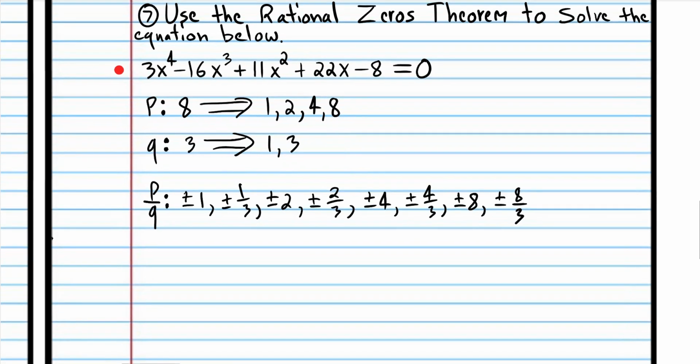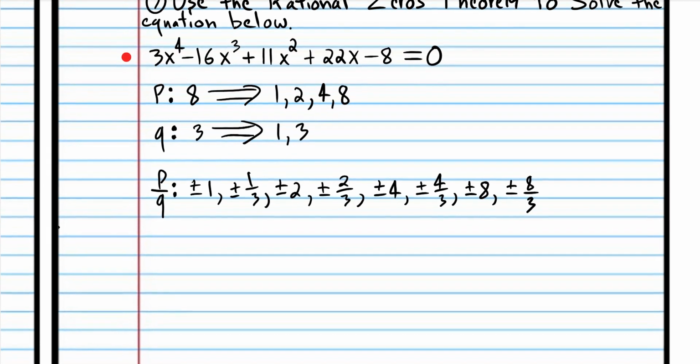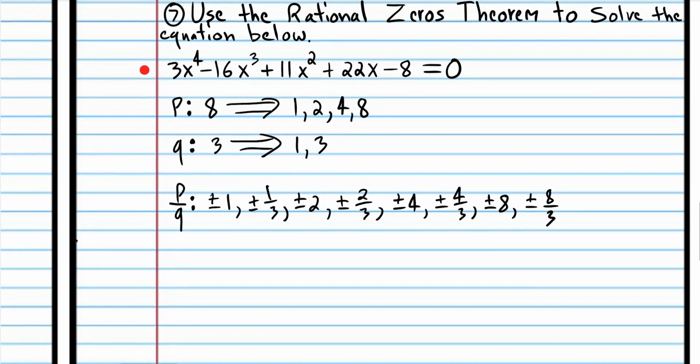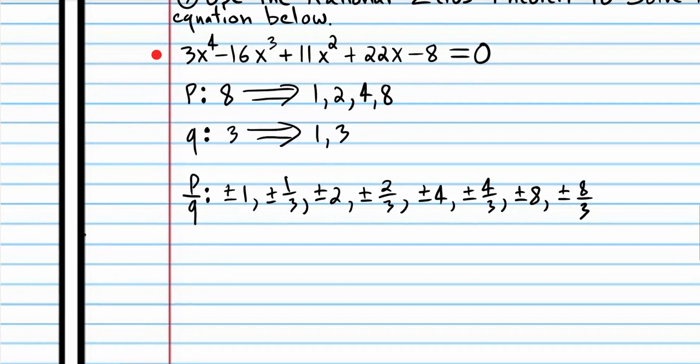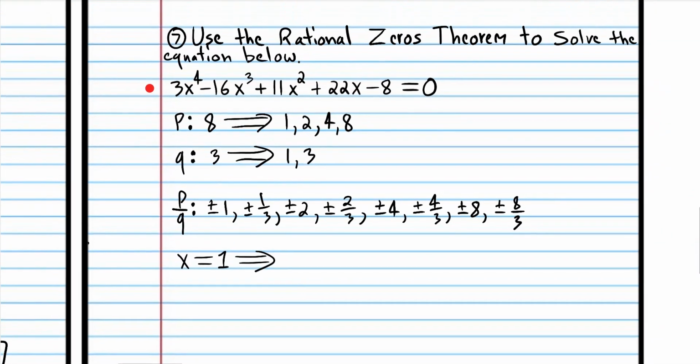But now we're actually going to test these numbers. Fortunately, we're not going to have to test all of them, but we're going to start to plug in numbers into this equation to see if any of them are actually solutions. So we always start with 1 because that's the easiest number to deal with. We're going to try x equals 1.